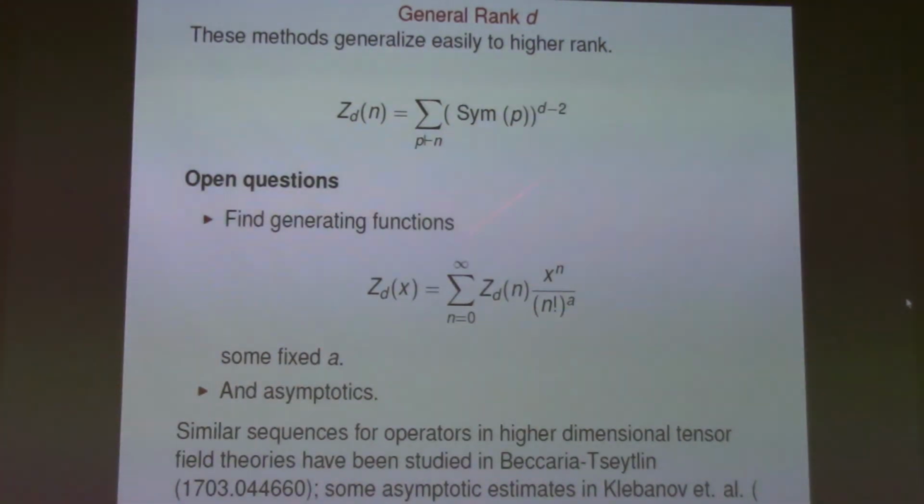Similar kinds of sequences have been studied recently in the context of thermodynamics of tensor models or tensor field theories. There's a similar kind of growth. These numbers have been studied in Beccaria, Tseytlin and others, and some asymptotic estimates are in a latest paper by Klebanov using some numerical estimates. But I think there are also techniques in those papers having to do with integral equations and so on, which might help find these asymptotics. But I think it's a very interesting question.